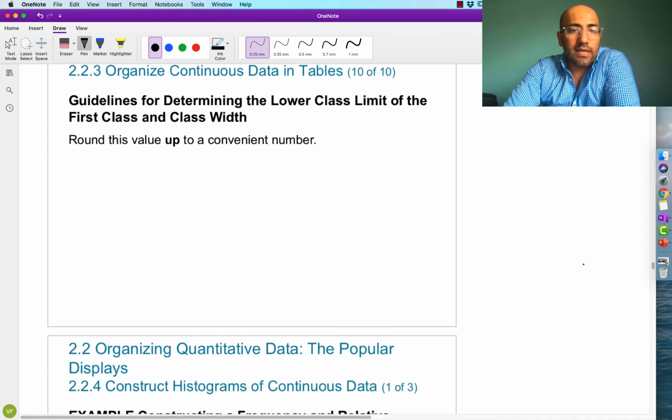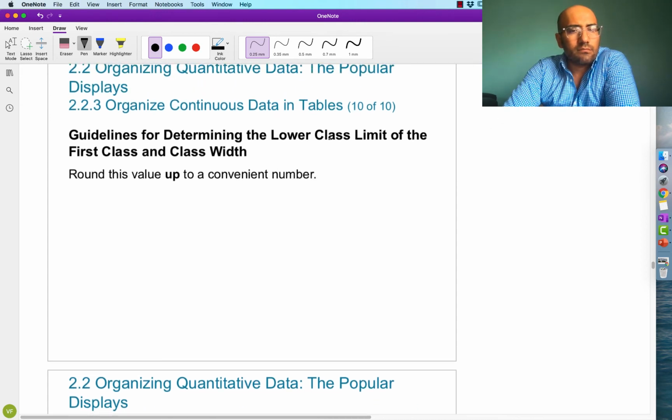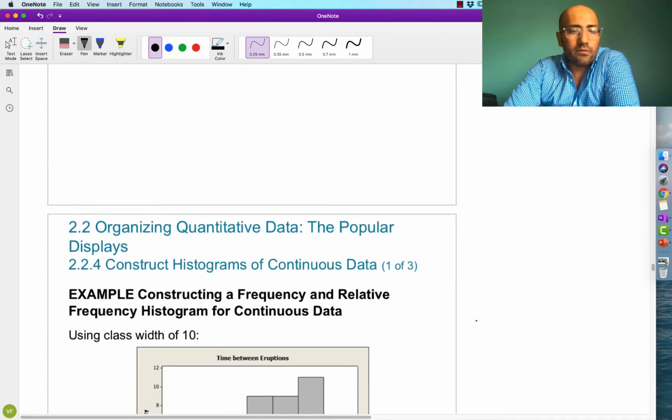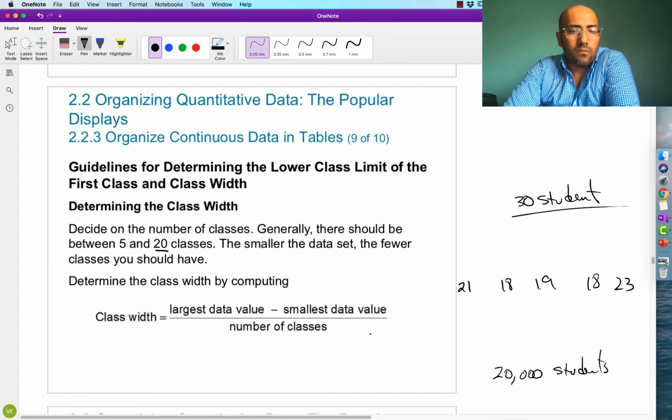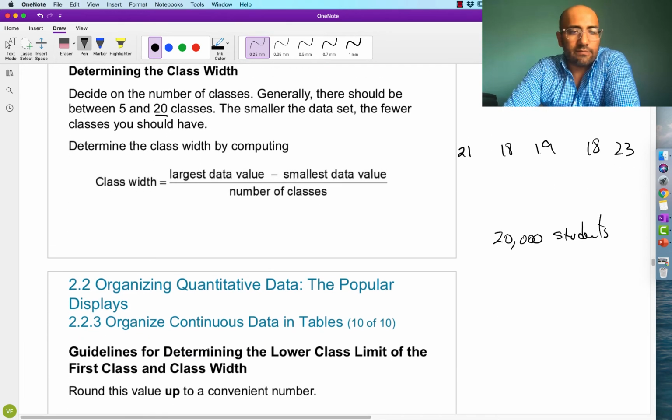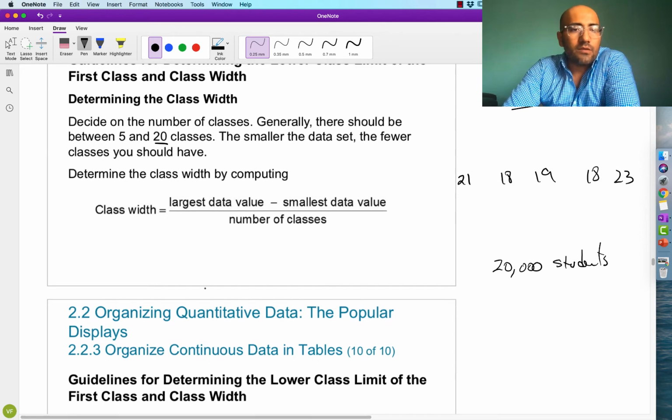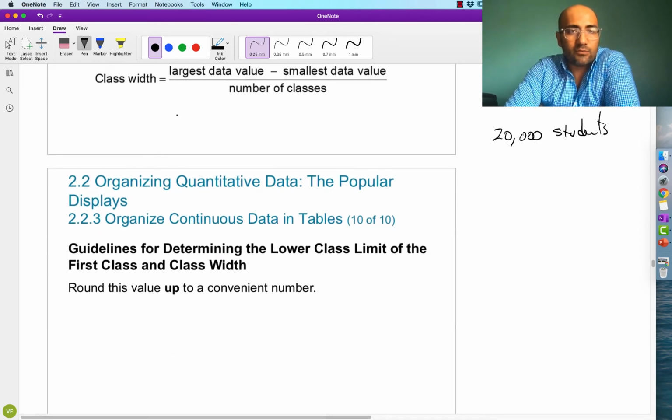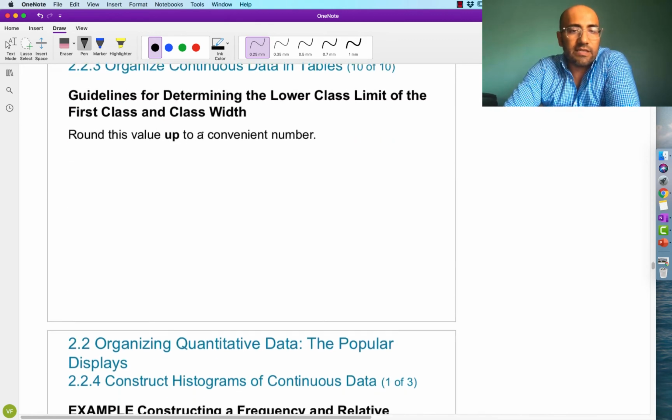Guidelines for determining the lower class limit of the first class and the class width. Round this value up to a convenient number. Oh, the class width. Oh, sorry. This thing is weird. The class width, a general guideline for creating the class width is this, and then they want you to round this class width number up to a nice convenient number.